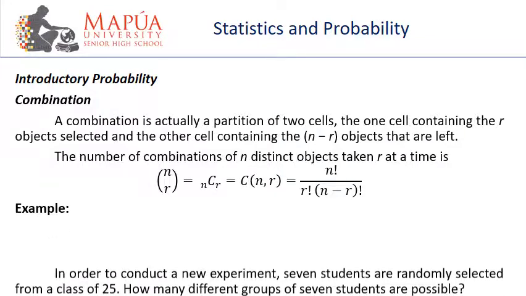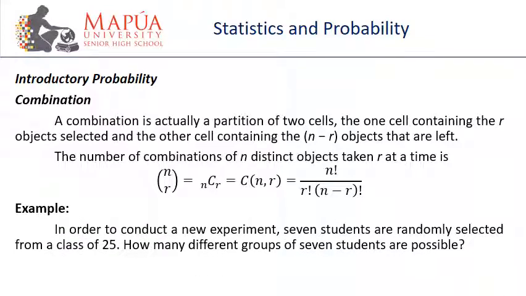So let's say, for example, in order to conduct a new experiment, 7 students are randomly selected from a class of 25. How many different groups of 7 students are possible? From this example, you will let n be equal to 25, and you will let r be equal to 7, so that it can be solved as 25 taken 7.